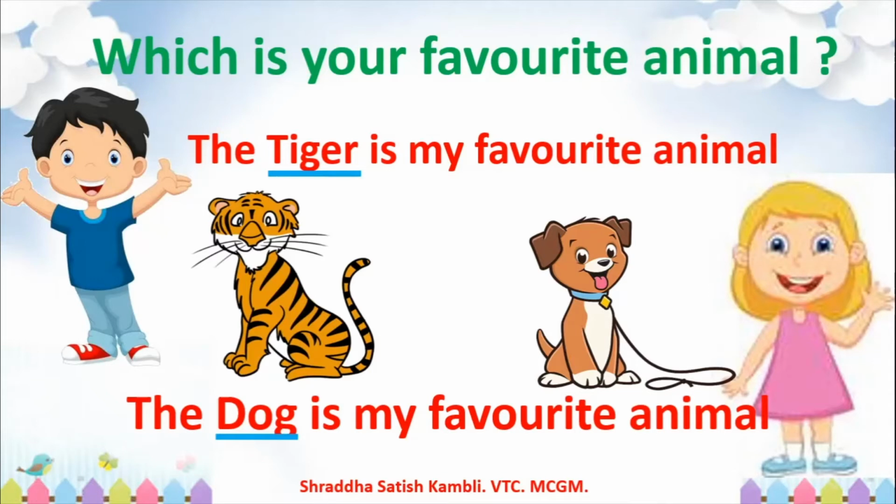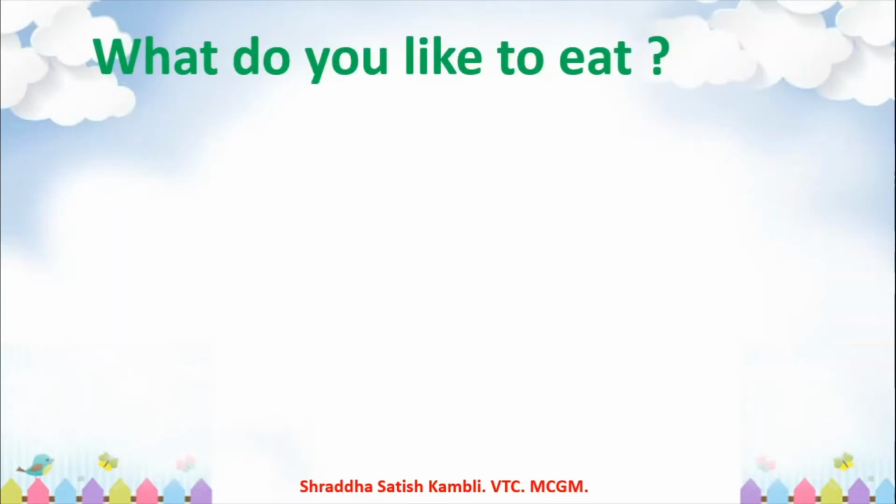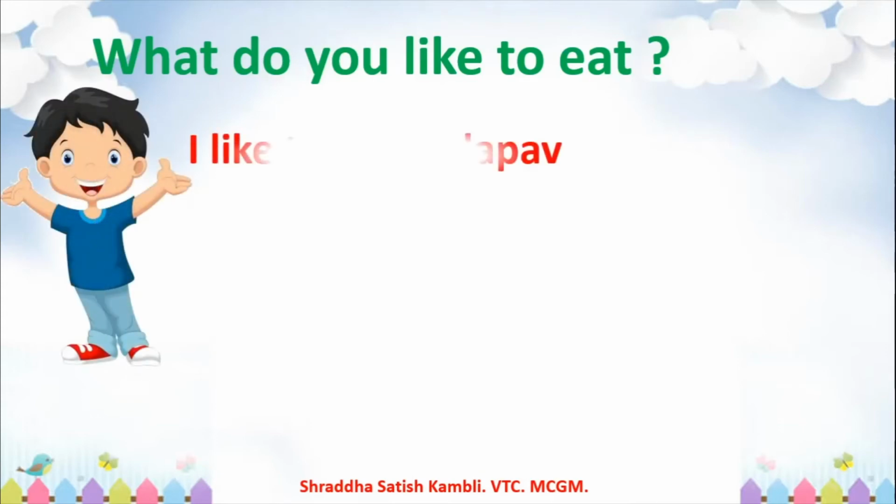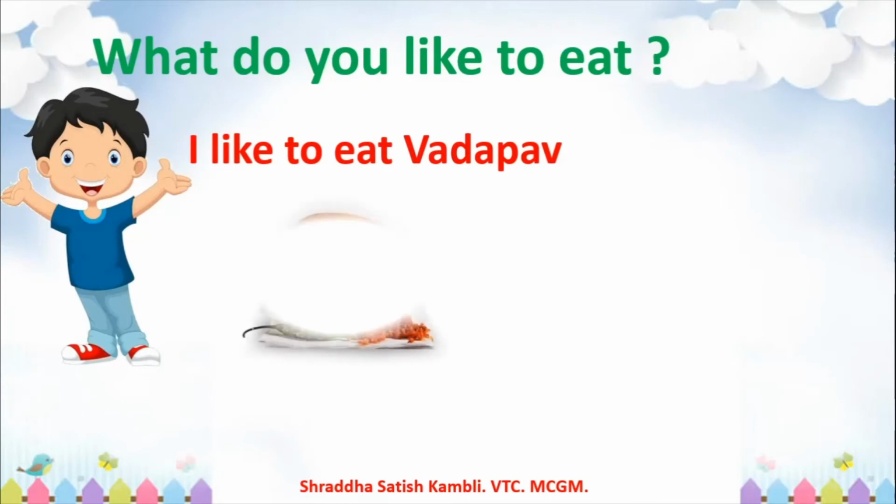So see children, the names of people were also naming words. The names of places were also naming words. And here the names of animals are also naming words. Isn't it? So naming words means the names of people, the names of animals, the names of places. Isn't it? Let us see what else is there in naming words. So let us look at the next question. What do you like to eat? Eat means khana. So which is your favorite khana? So Raju, our friend, says, I like to eat vada pav.